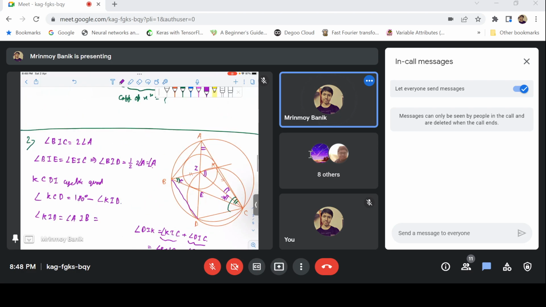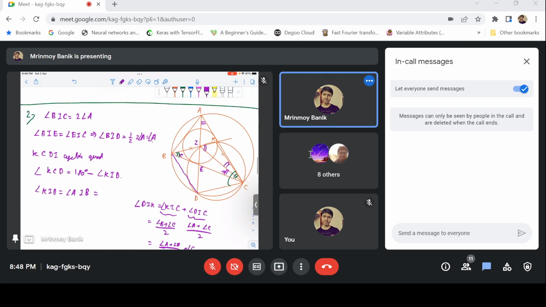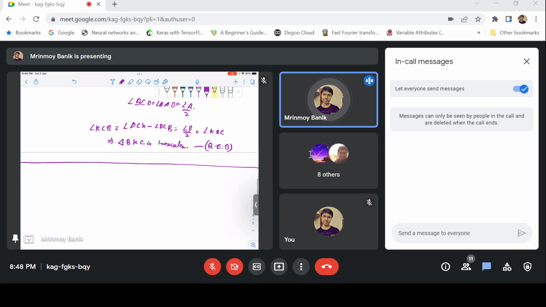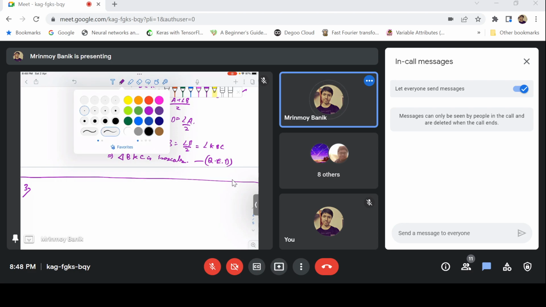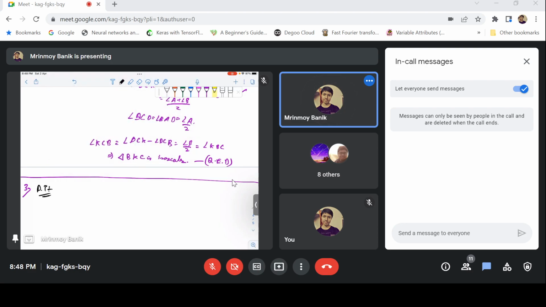So now the third one. Prove that any integer can be written as the difference of two numbers such that both of them have the same number of prime factors.